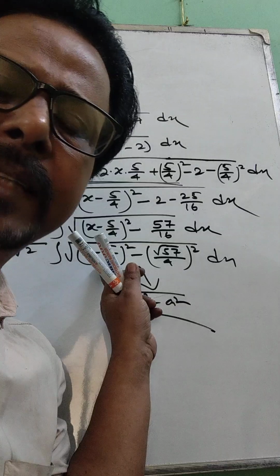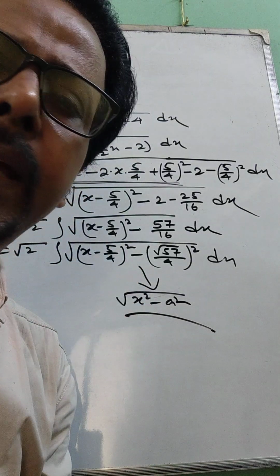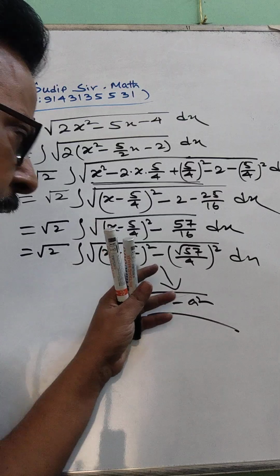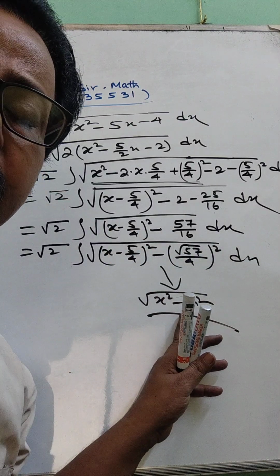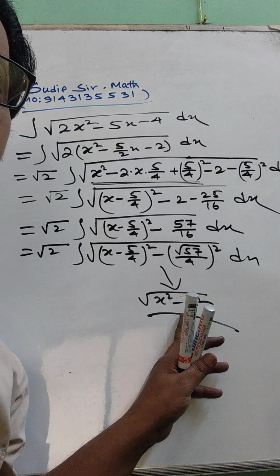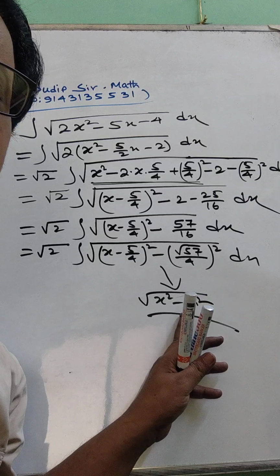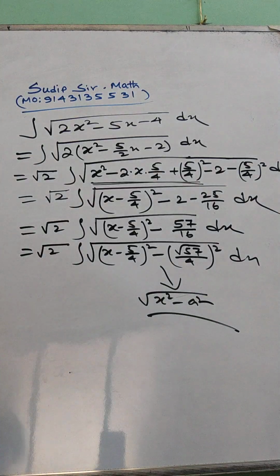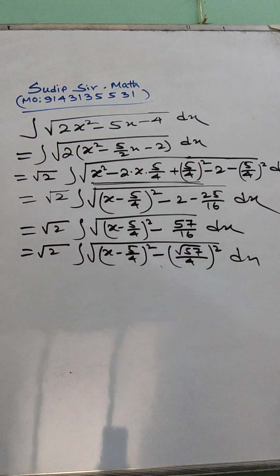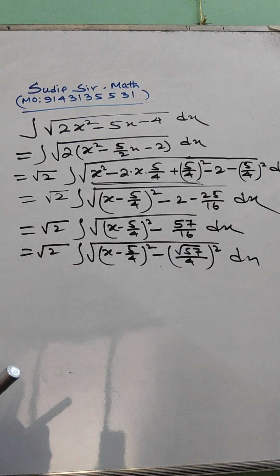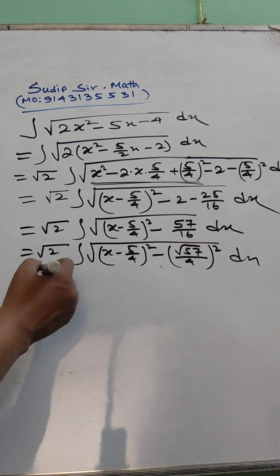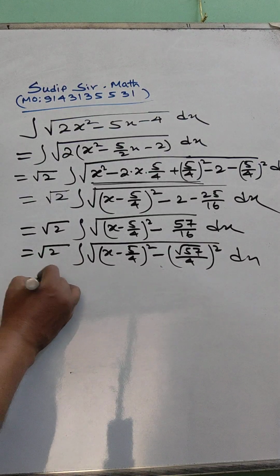x plus or minus something can be treated as x square. So this is x square minus a square type. Now you have to use that formula, root over of x square minus a square. Okay.